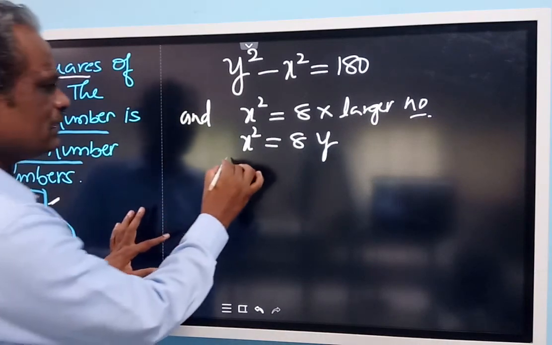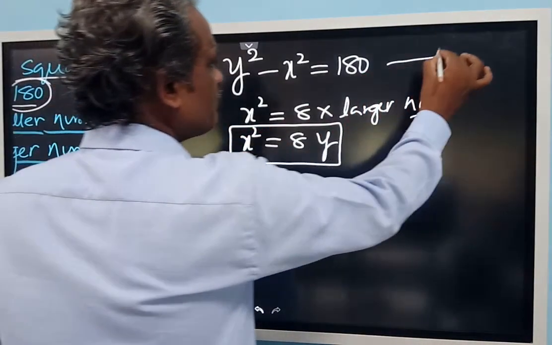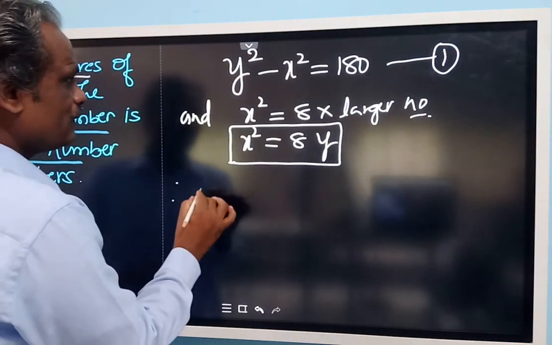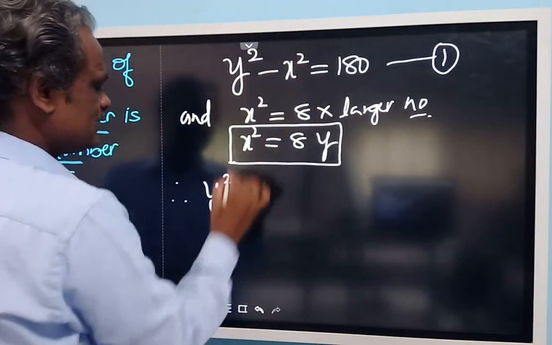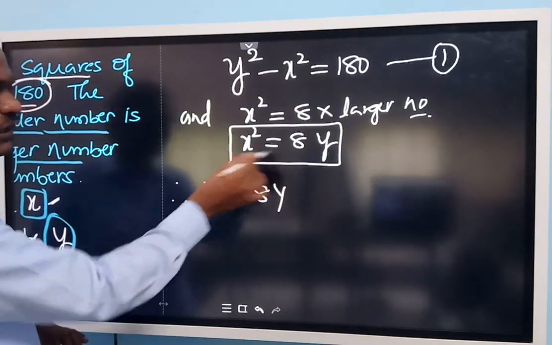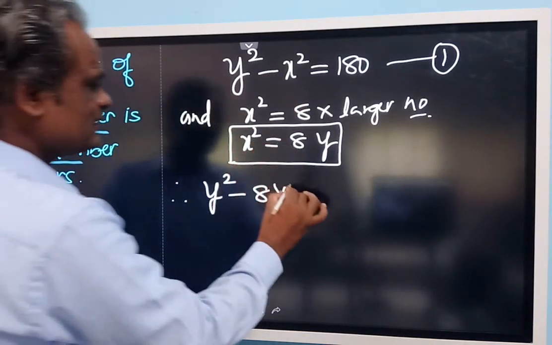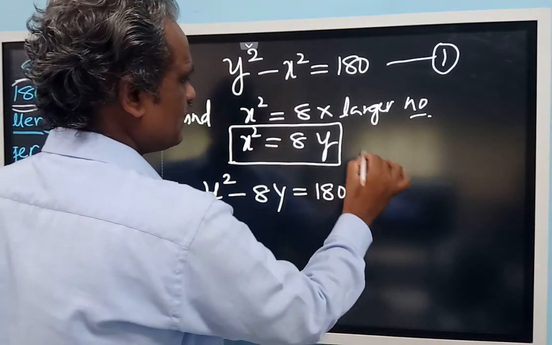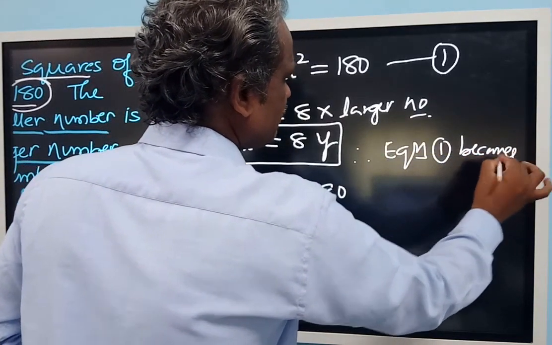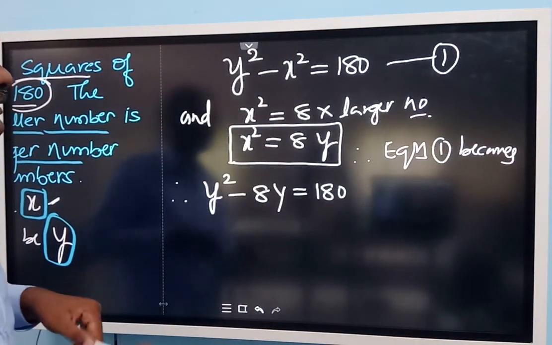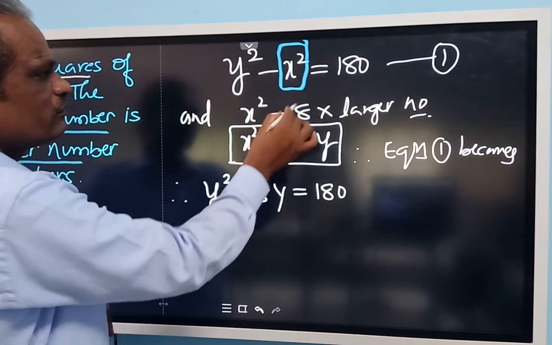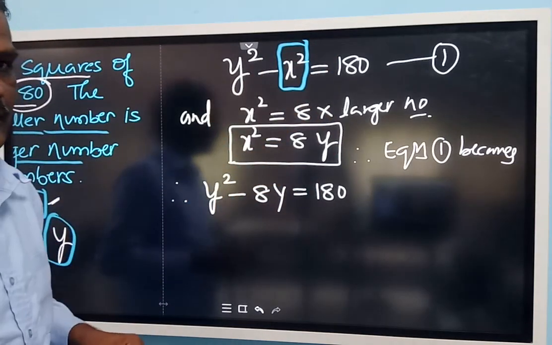Now this one you can substitute in equation 1. So y square you write as it is. This x square will become 8y, in place of x square you can write 8y, and it is equal to 180. So equation 1 becomes like this. See, x square is equal to 8y. We are substituting the value of x square there, in terms of y.